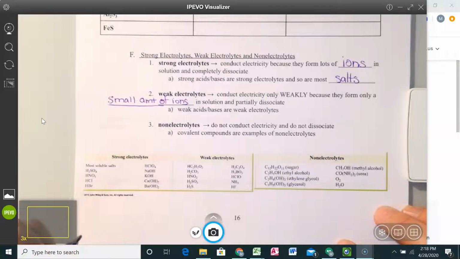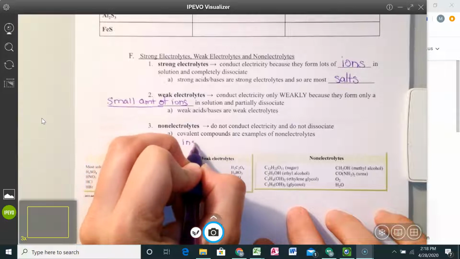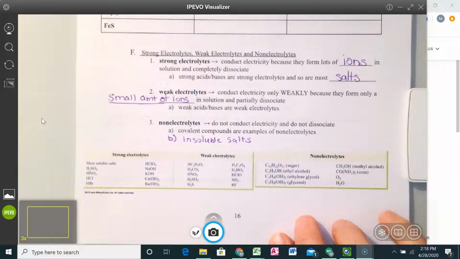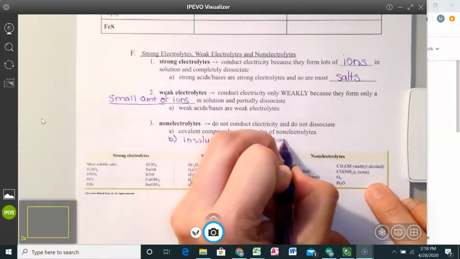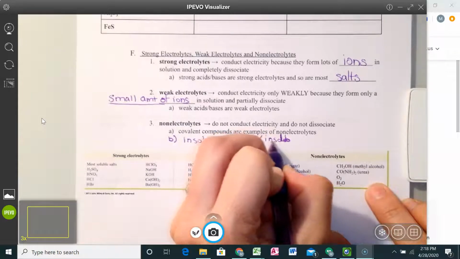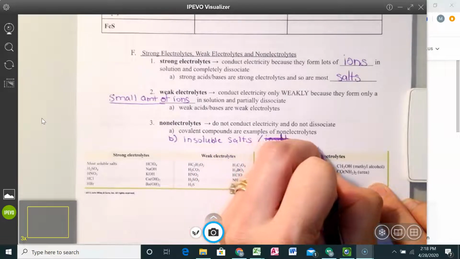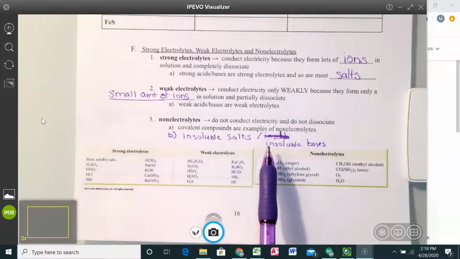So that's an example. And we should probably add in here insoluble salts. Okay, in case I throw something like that at you. And you might even want to consider insoluble bases. There are a few bases out there that will not dissolve in water, or they just barely dissolve. So that's something we've got to be a little careful about, are those insoluble bases as well.